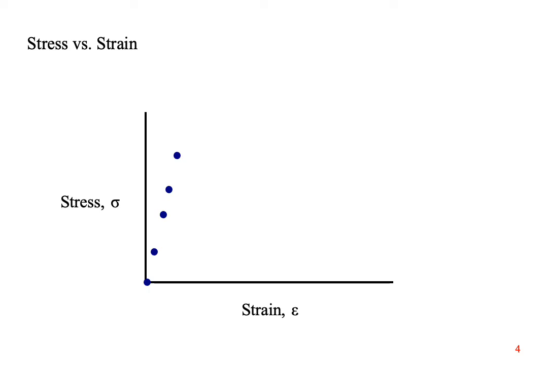Let's try an experiment where we apply different loads to this steel bar and calculate the stress and the strain. Next, we'll plot the stress values versus the strain values on an XY plot. The data points seem to lie along a straight line.